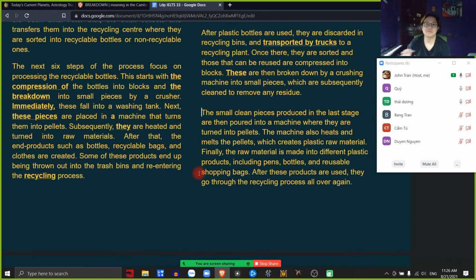The small pieces produced in the last stage are then... The machine also heats and melts pellets.